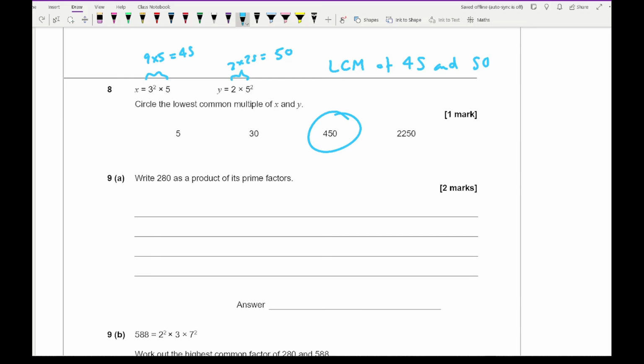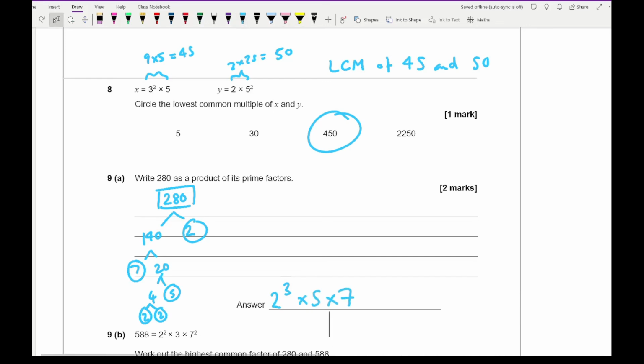For question 9a, it says write 280 as a product of its prime factors. So again, what you want to do is draw a factor tree if it's a non-calculator paper. I'm going to do one, and again, your factor tree might be completely different to mine. There are always several ways in which you can do it. And once you've done your factor tree, it's then just a case of writing it using indices. So I've got 2 cubed times 5 times 7.